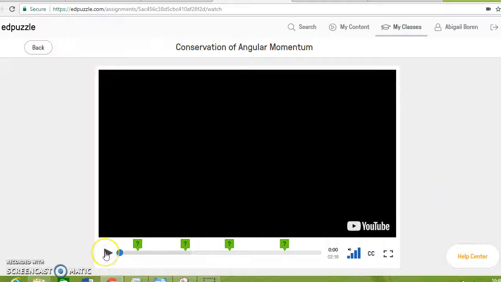Hello! Okay, here's our student view for conservation of angular momentum Edpuzzle.